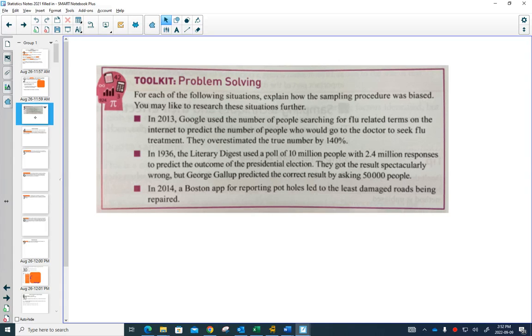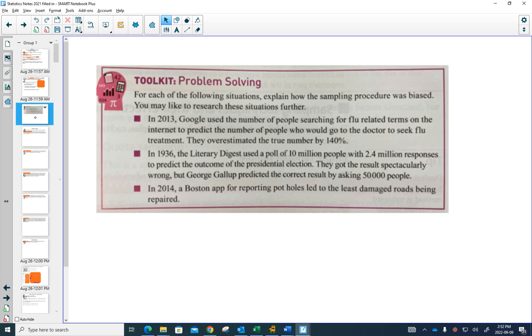I don't know. Do you think some people are just checking anyways? Do you think sometimes you check for somebody else? If it's during COVID, when was this, 2013, there would be a lot of searching about the flu and stuff like that during that time.